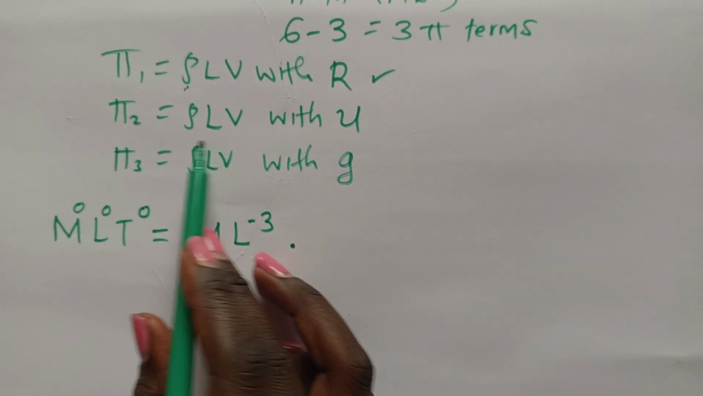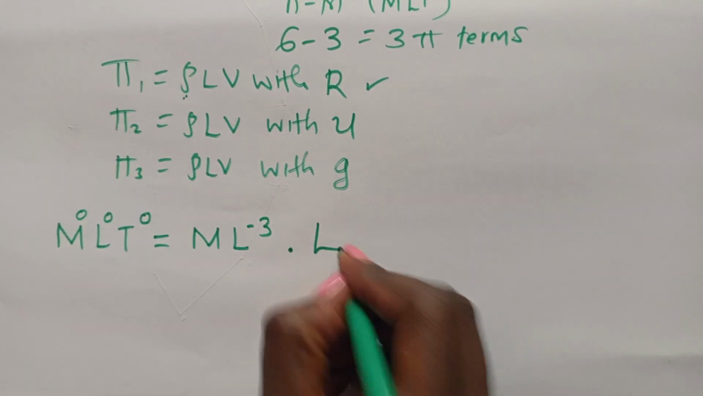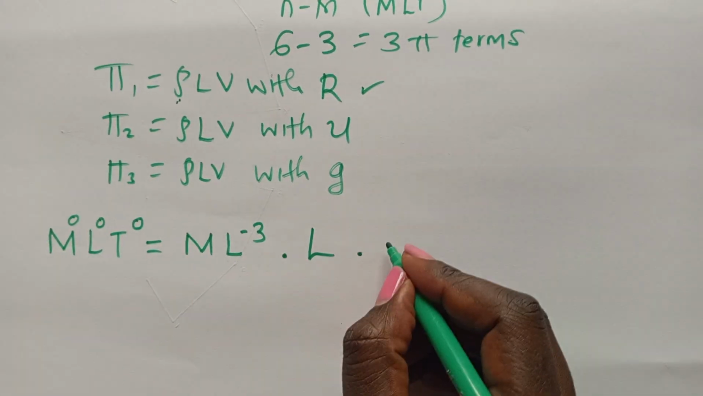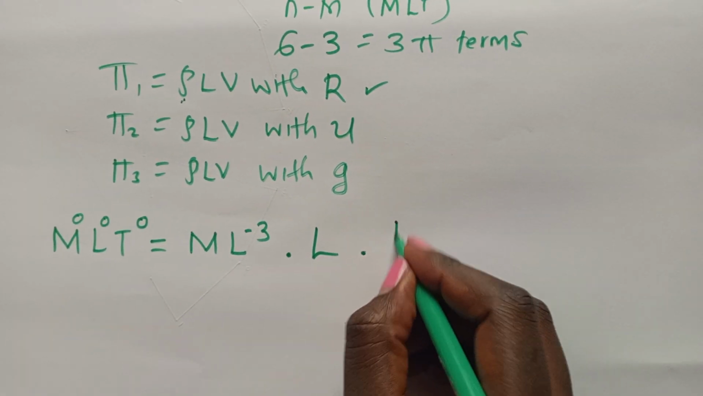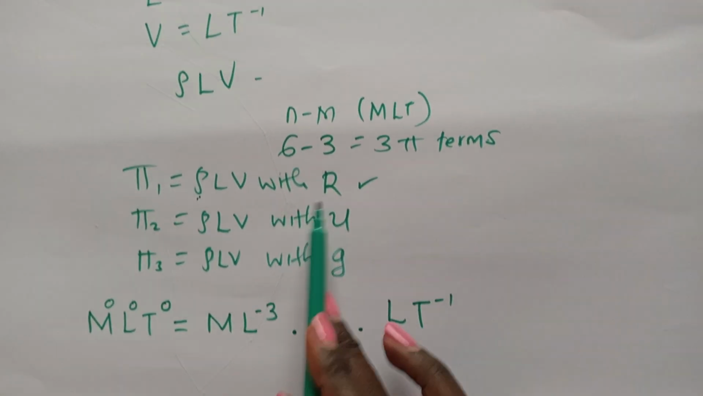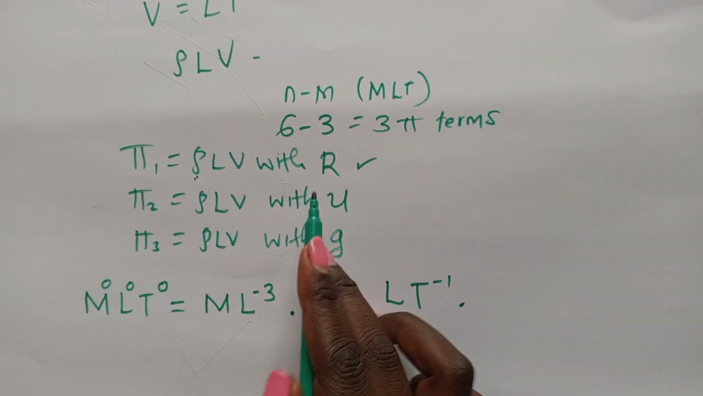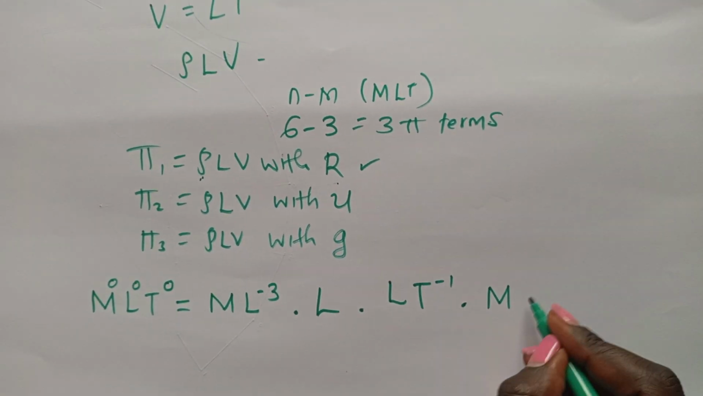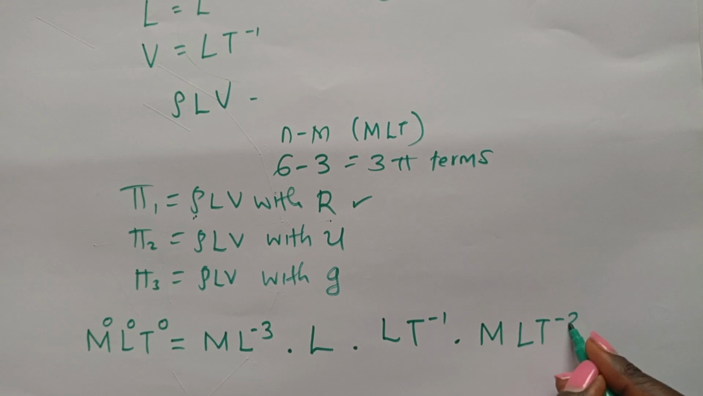So our next is L, and our L was simply like that. Put another dot, bring in the V, or velocity. We add L, T negative 1. Remember we're saying width, so the next one would be the dimensions of R, the wave resistance. So M, L, T negative 2.